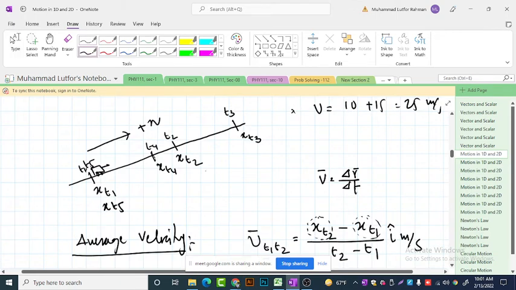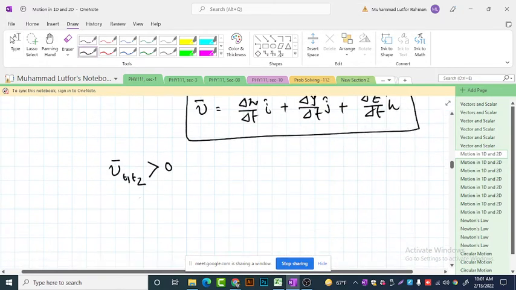But if I move in the opposite direction, I can say that the average velocity between time t2 and t4, since I am moving in that direction, right? So that's why I can say that the average velocity between time t2 and t4 will be less than 0, because I am now moving in the opposite direction. And if I say the average velocity between time t1 and t5, what would that be?